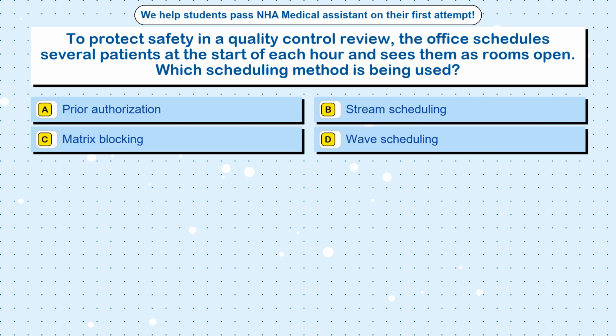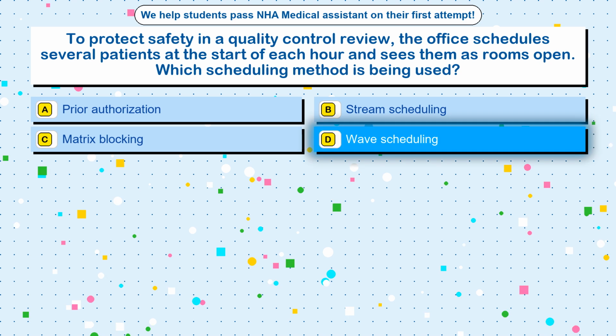Question 29. To protect safety in a quality control review, the office schedules several patients at the start of each hour and sees them as rooms open. Which scheduling method is being used? Option A. Prior authorization. Option B. Stream scheduling. Option C. Matrix blocking. Option D. Wave scheduling. The correct answer is option D.